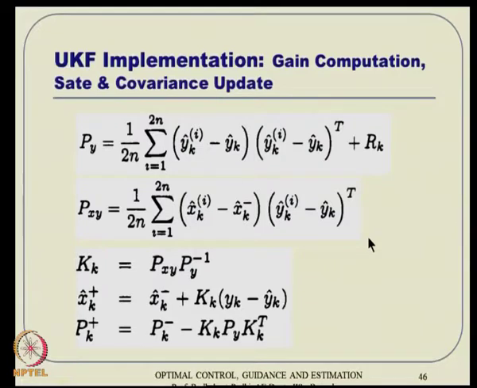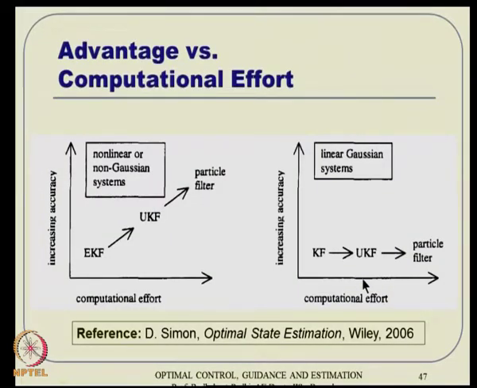So, how to implement it? After you do this transformation, you evaluate Py and Pxy, then evaluate the Kalman gain and then update the state and update the covariance again. This is very quickly what should be done. It is very easy to implement in my view, and computationally it is not very taxing either.